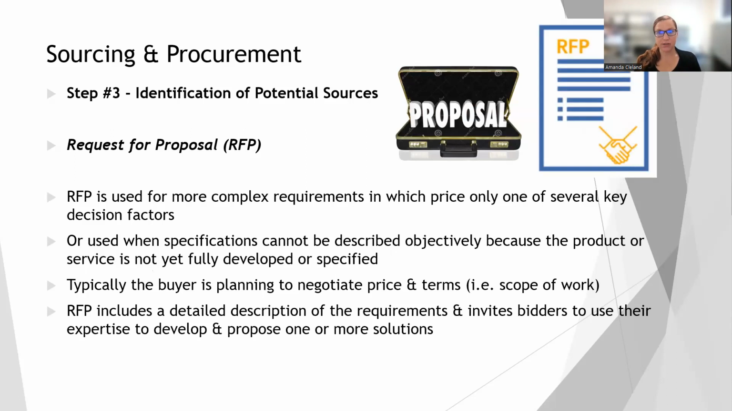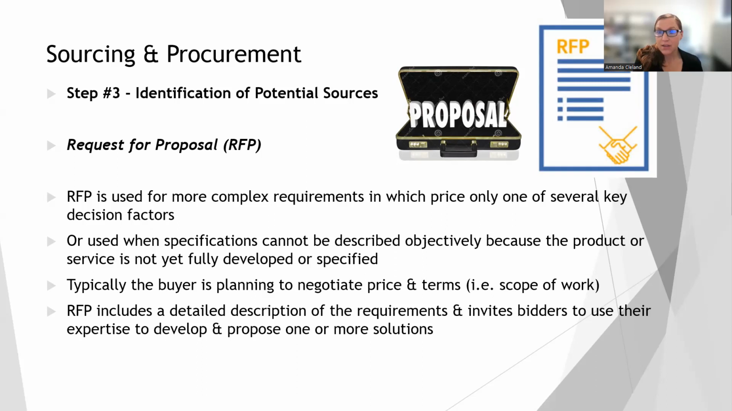And then our next one, the last one, is request for proposal. So an RFP is typically used for more complex requirements where price is not the only decision factor. We've got a lot of other decision factors. Or an RFP is used when our specifications cannot be described objectively. They're very subjective. They're very fuzzy because perhaps the product or the service is not fully developed or fully specified. Perhaps we need the supplier to help us with that process.